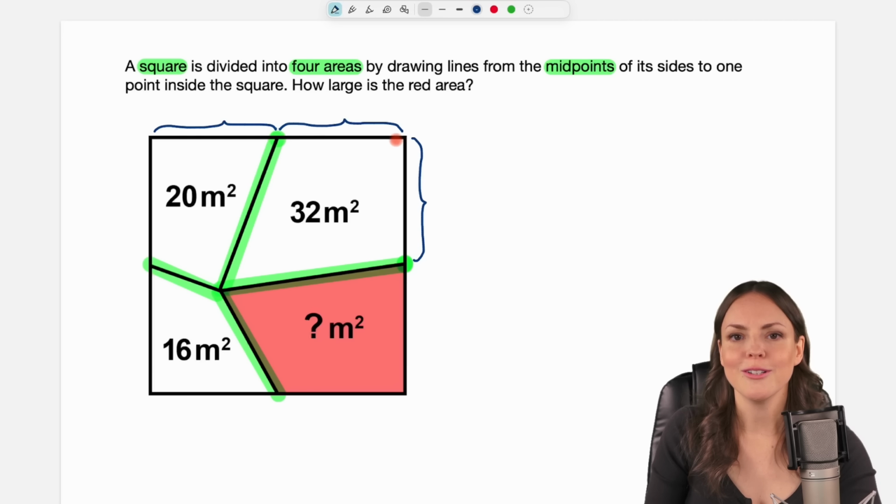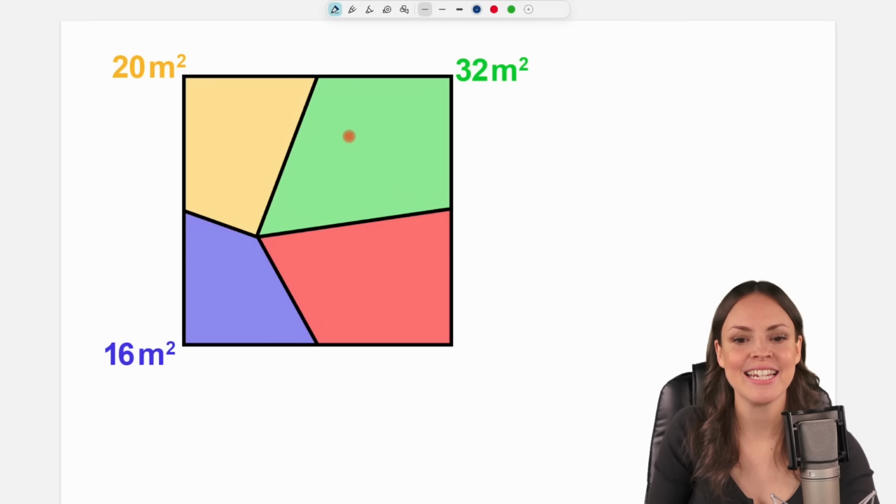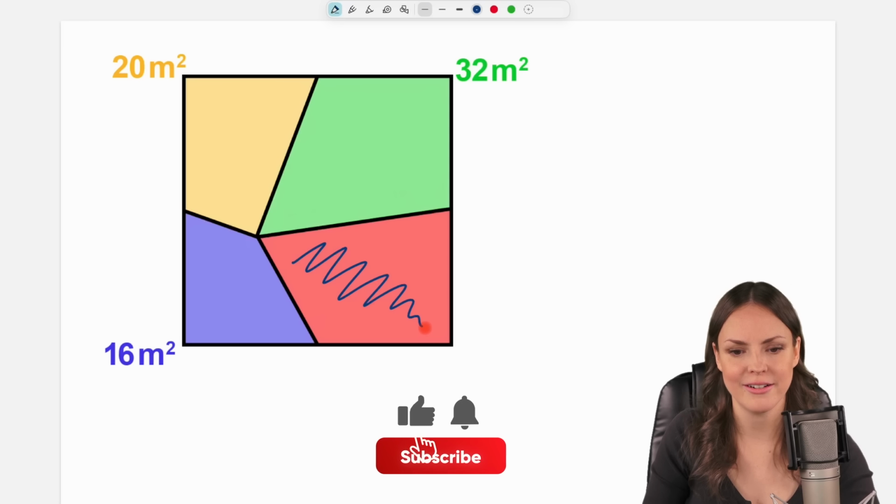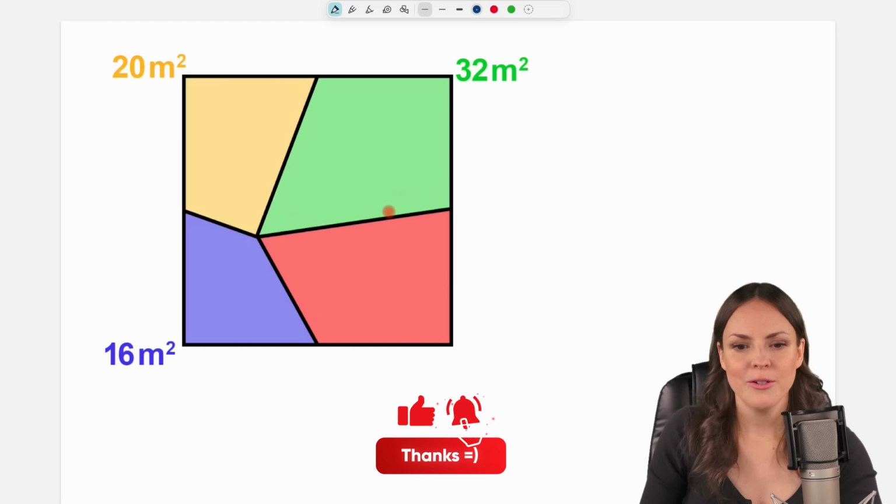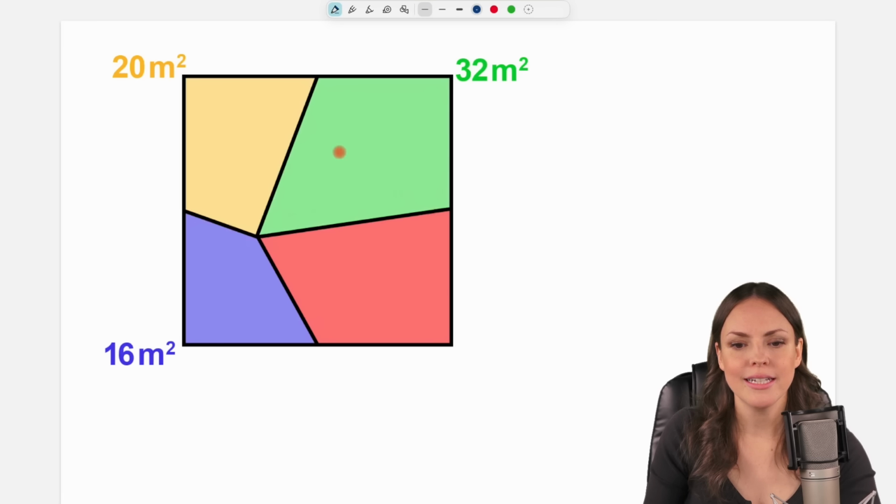Okay, this is all the information we have, so let's highlight all these areas in different colors. We keep in mind that we have these sizes of these areas, and we want to find the size of this area. Okay, so maybe we start with this green area here. What do we know about it?